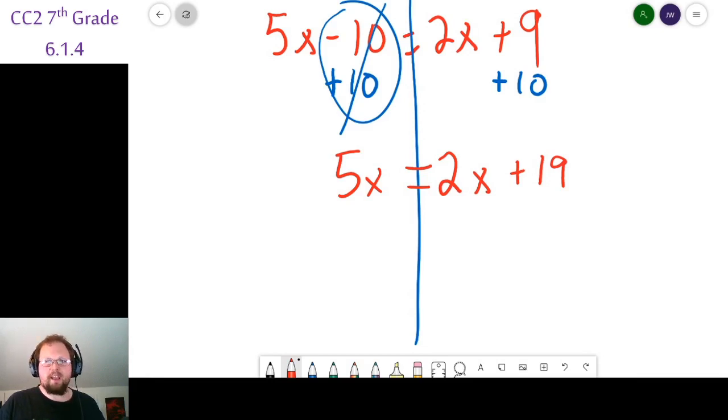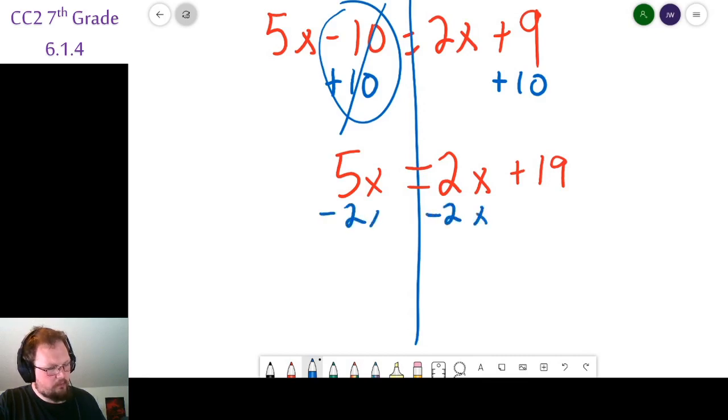Your goal is to take this and get the letter x all by itself. I have on the right a 2x, which is positive even though there's nothing written there. In order to remove a positive 2x, I subtract a 2x from both of these. 5x's take away 2x's is 3x's.